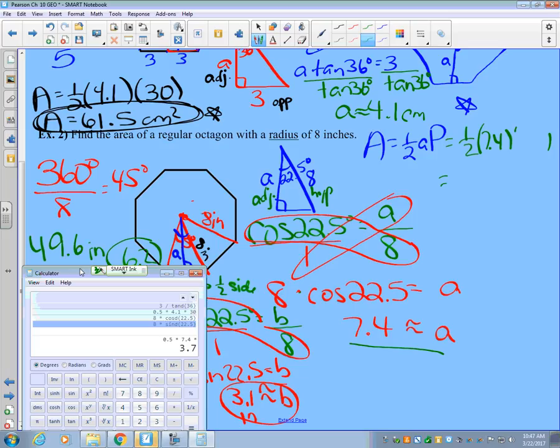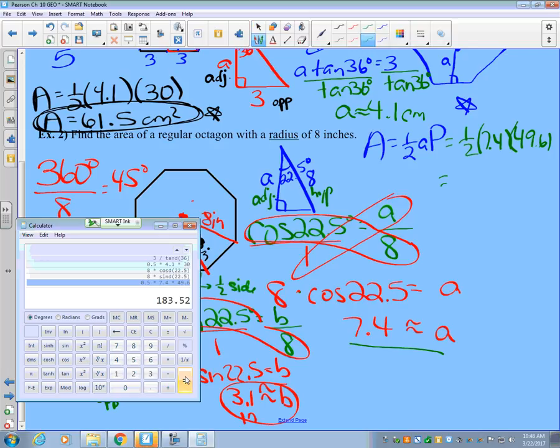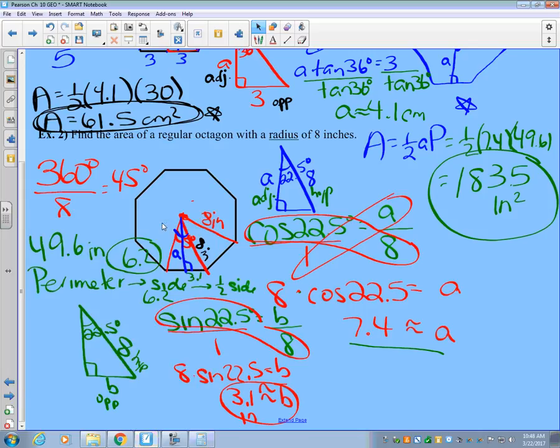How does that work if there's two sides that are different? There's two sides that are longer than every other side. Oh. Okay, so that's 3.7 times 49.6. 183.52. So we're going to round to 183.5 square inches. Okay.